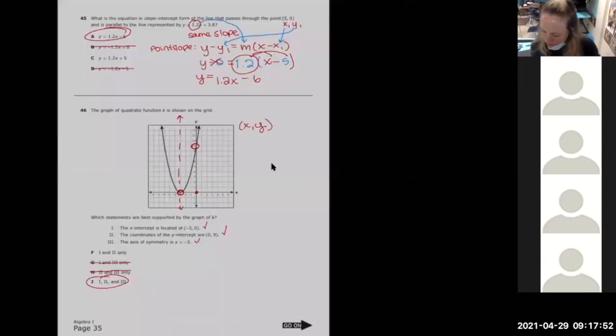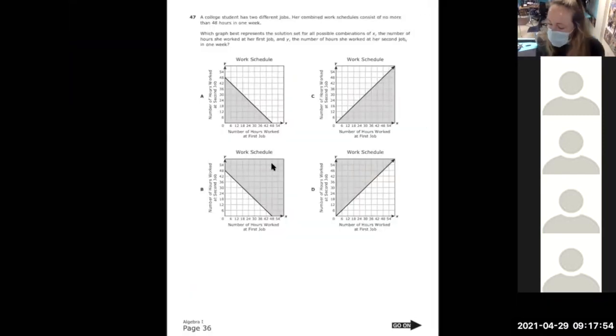All right, one more. A college student has 2 different jobs. Her combined work schedules consist of no more than 48 hours in 1 week. So no more than 48 hours. Circle that. That's important. Which graph best represents the solution set for all possible combinations of x, the number of hours she worked at her first job, and y, the number of hours she worked at her second job in 1 week? All right, so let's look at these graphs.